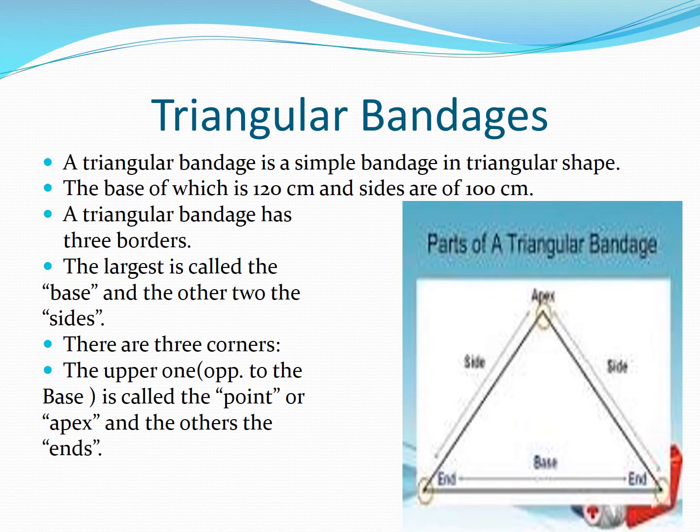Triangular bandages. A triangular bandage is a simple bandage in triangular shape, the base of which is 120 centimeter and sides are of 100 centimeter. A triangular bandage has 3 borders. The largest is called the base and the other 2 the sides. There are 3 corners. The upper one opposite to the base is called the point or the apex and the others the ends.